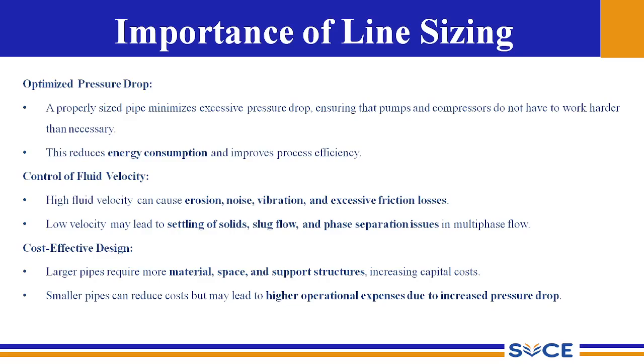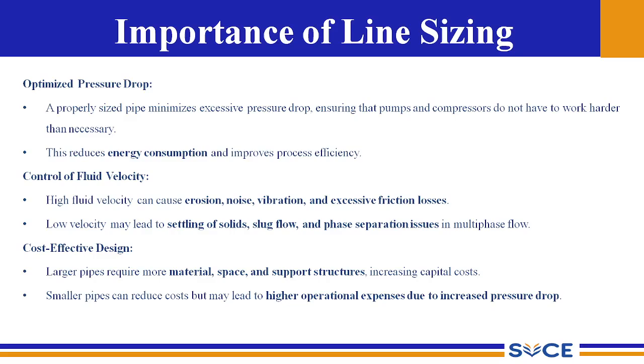Next is the control of fluid velocity. So if you are having a high fluid velocity, that can cause erosion, then noise, vibration, and excessive friction loss. Because high fluid velocity means high value of Reynolds number, since the Reynolds number is the ratio of inertial forces to the viscous forces. So when you are having a high velocity, it indicates the high value of Reynolds number. Since the friction factor can be a function of the Reynolds number, as per the Moody's chart, high fluid velocities will increase the friction losses.